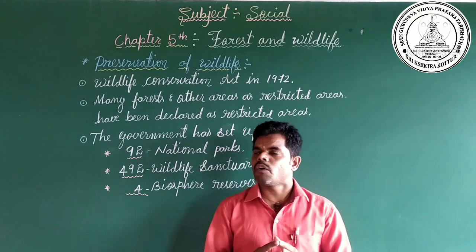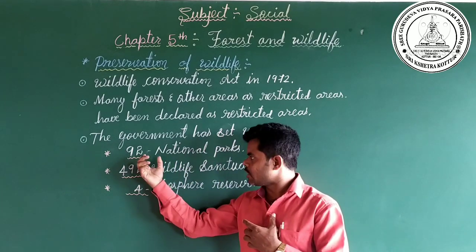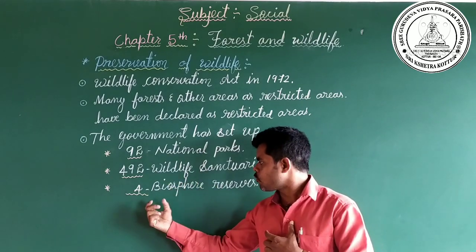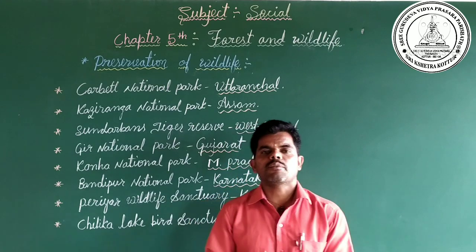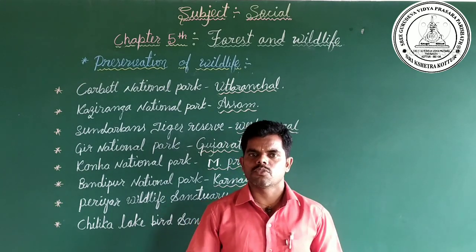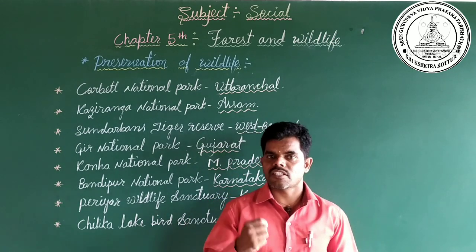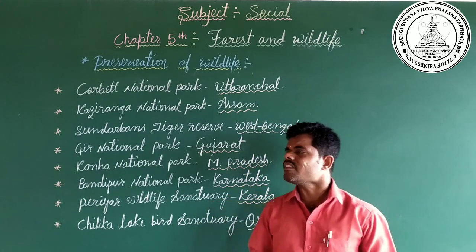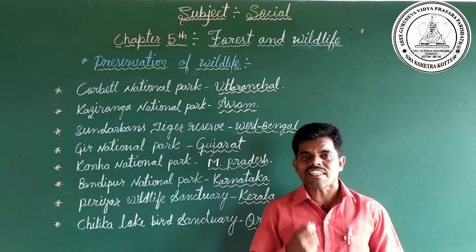So our government has set up 92 national parks, 492 wildlife sanctuaries and 4 biosphere reserves. Of these, I will introduce some national parks and wildlife sanctuaries. Listen carefully, everybody, according to the states.